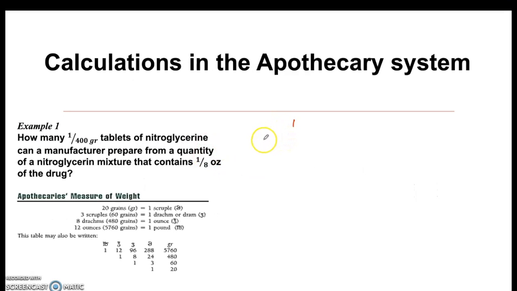Let us see if we can do a calculation involving the apothecary system. The example says, how many 1 in 400 grain tablets of nitroglycerin can a manufacturer prepare from a quantity of a nitroglycerin mixture that contains 1/8 ounce of the drug? Now, this is allowing us to convert from ounces to grains or from grains to ounces, however you want to do so.